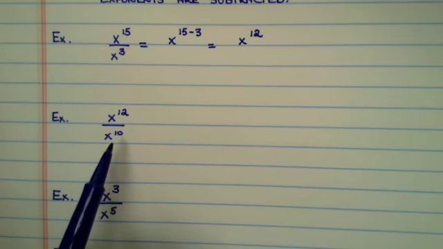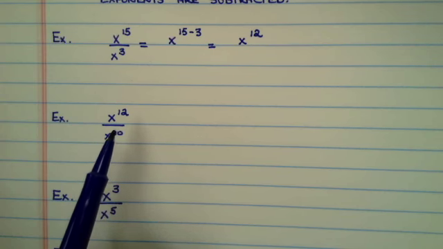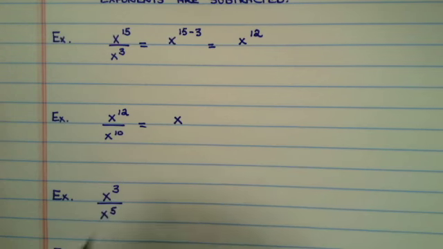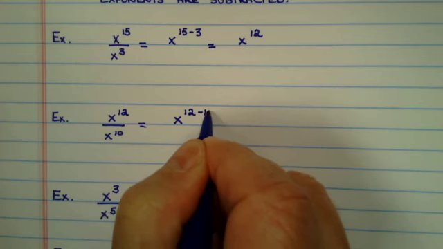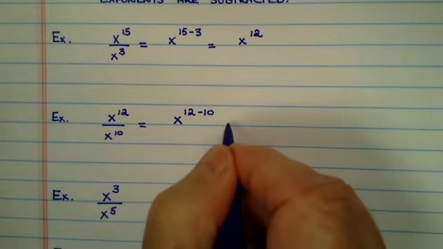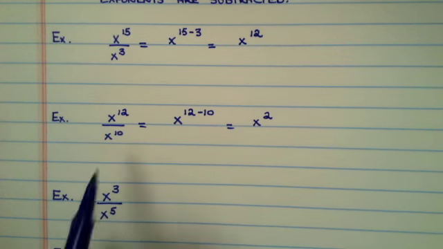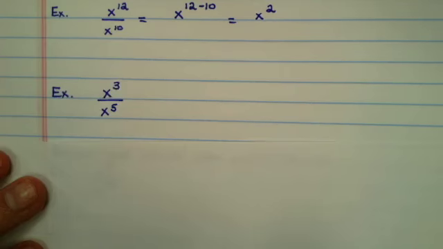So what are we supposed to do with our exponents? When we divide, we're supposed to subtract. I write down my variable. I take my first exponent and subtract the exponent in the bottom. 12 minus 10 is 2. So when you divide, you subtract your exponents.